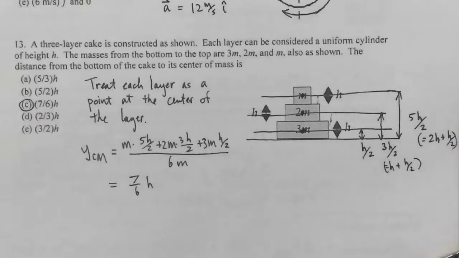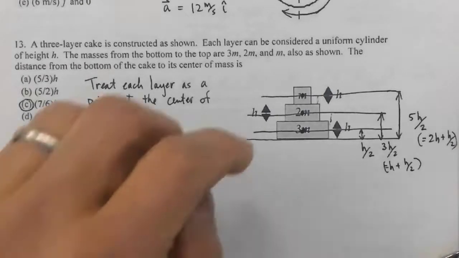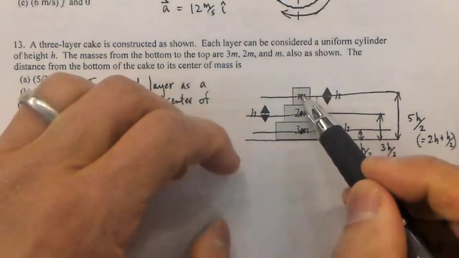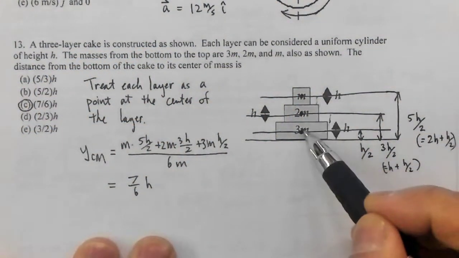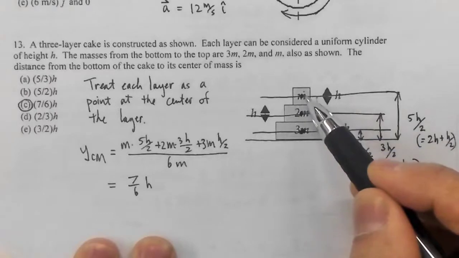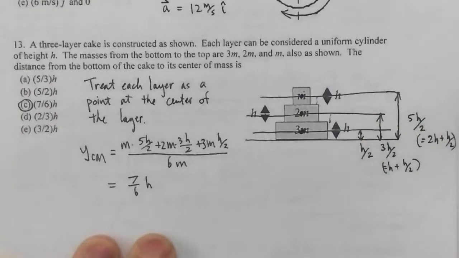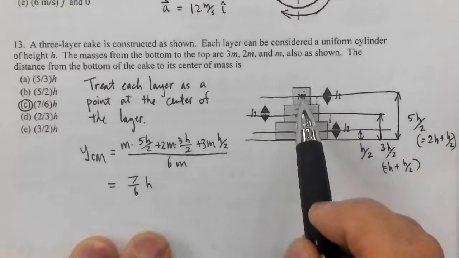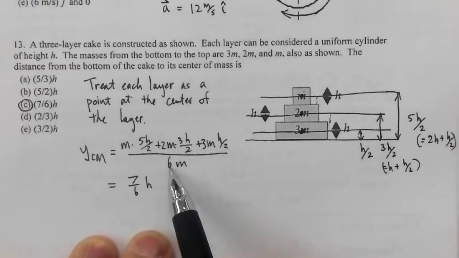So we've crushed each layer into little points. I have mass m here. I have mass 2m here. I have mass 3m here. Now I just need to get the center mass of these 3 points of cake. Okay? So the total mass will be m plus 2m plus 3m, so it's 6m.